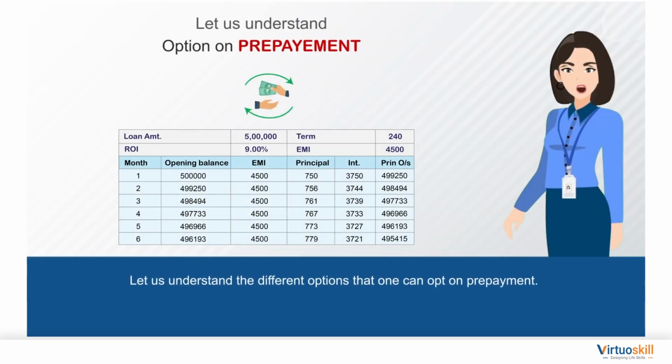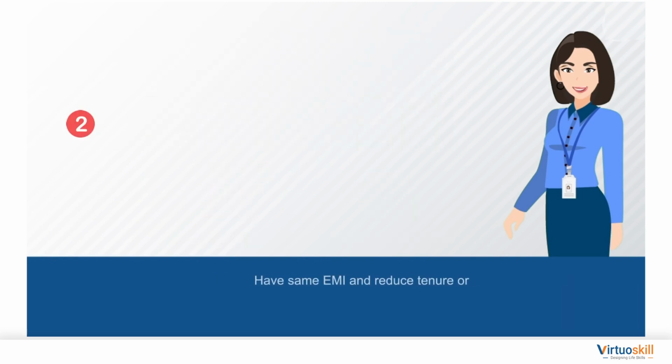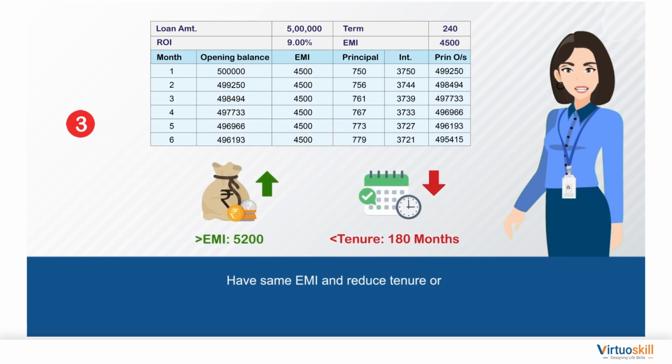Let us understand the different options that one can opt for on prepayment. The options are: 1. Reduce EMI with the same tenure, or 2. Have the same EMI and reduce tenure, or 3. Increase EMI with the option of reducing the tenure.